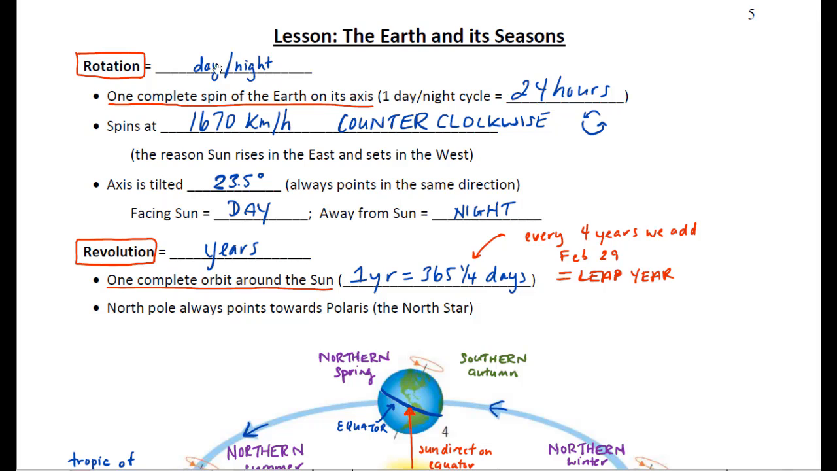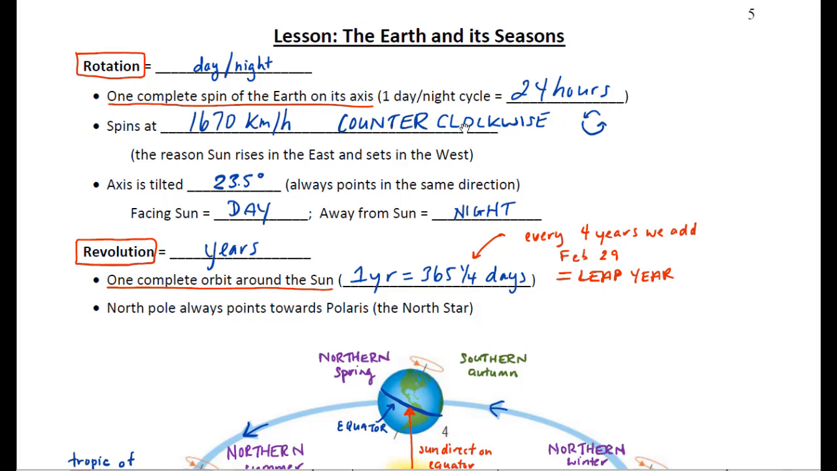Of course, it might be day in one half of the Earth and nighttime in the other half. For the Earth, we spin about 24 hours for one day and night cycle. So one complete spin takes us 24 hours. And we're spinning quite quickly in order to do that because we are quite large. We're spinning at about 1,670 kilometers per hour, and we spin counterclockwise.